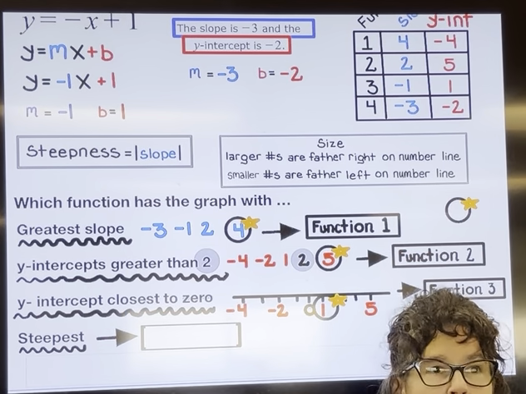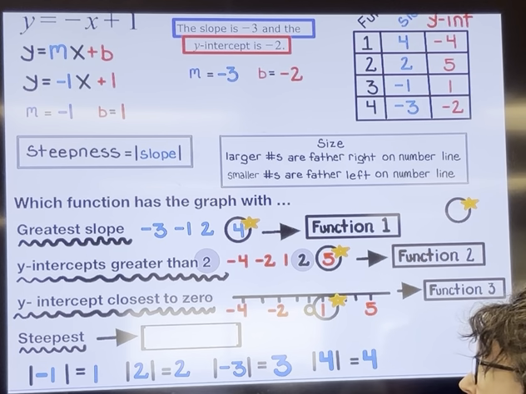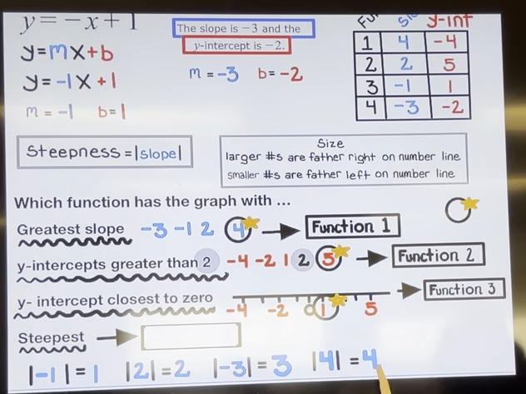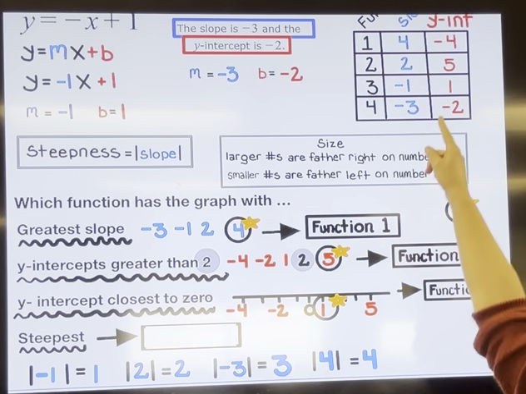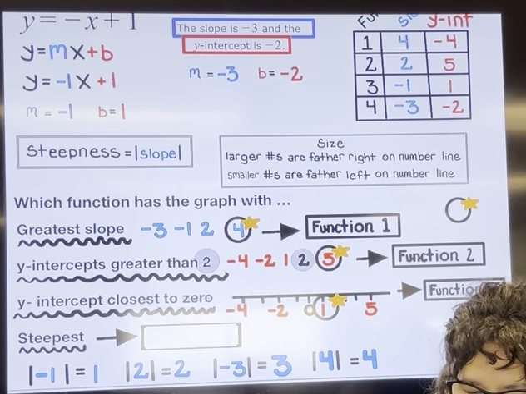If I go through all of my slopes, 4, 2, -1, and -3, the absolute value of -1 is 1. The absolute value of 2 is 2. The absolute value of -3 is 3. And the absolute value of 4 is 4. So the steepest one, 1, 2, 3, 4, the biggest number there is 4. And this one went with function number 1.